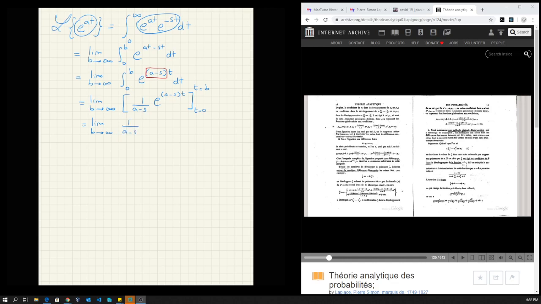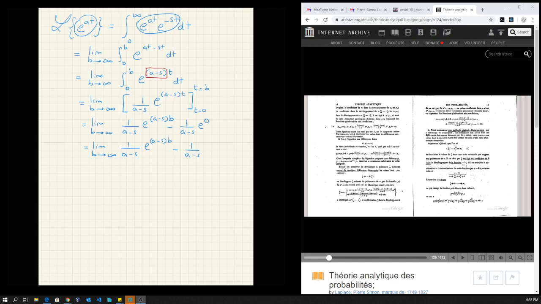So this will be 1 over a minus s times e to the a minus s times b. Because remember, b replaces t. That's the only place where t shows up. Minus 1 over a minus s times e to the 0. Good news, the e to the 0 is just 1. So this becomes the limit as b approaches infinity of 1 over a minus s e to the a minus s b minus 1 over a minus s.